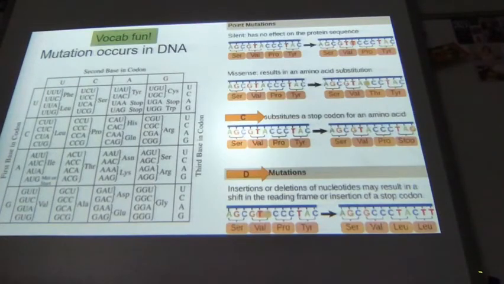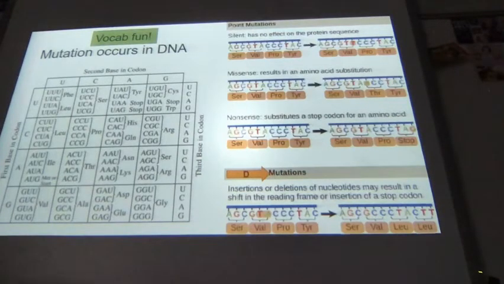And then what's the one that goes for a stop codon? Do you remember that one? Nonsense. That literally makes no sense whatsoever. It's like you were going along making this really nice long protein, and all of a sudden, boom, stop. You only get half your protein, and that thing doesn't work at all.